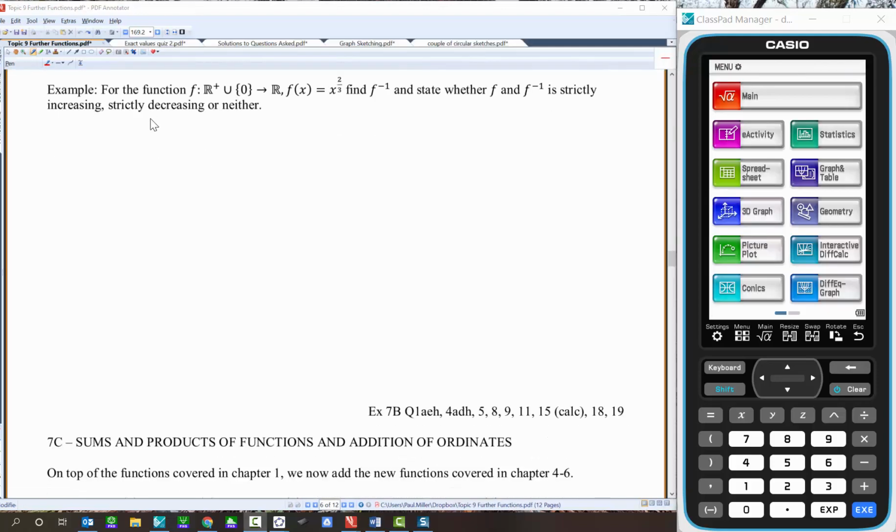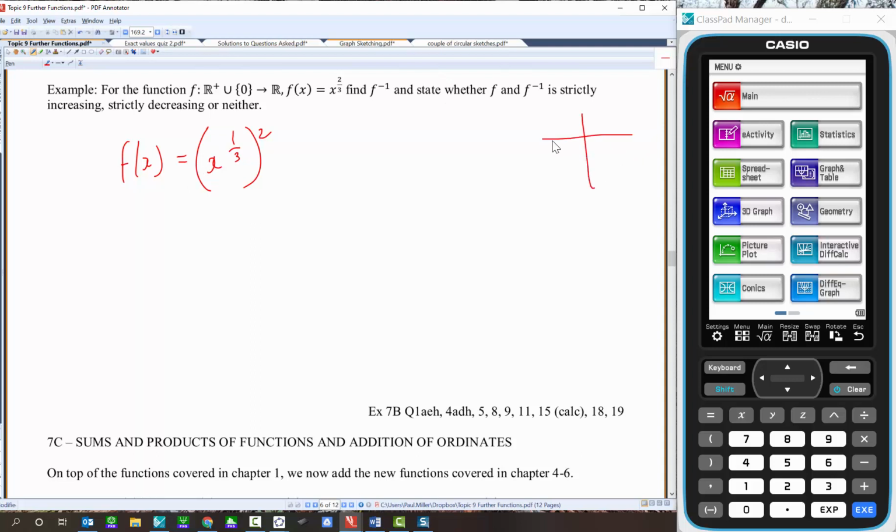Let's have a go at this last question here. So for the function f, real positives union 0, we've got this, which is f of x equals x to the 1/3 to the 2. State or find f negative 1 and state whether f and f negative 1 is strictly increasing, strictly decreasing, or neither. All right, well, let's have a look at what the original function looks like.